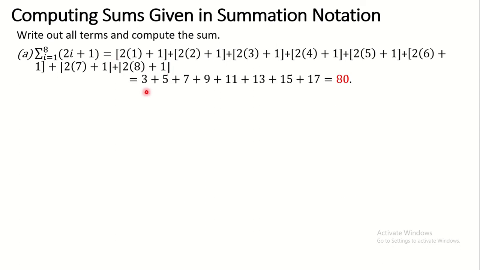Okay, so if we're going to simplify that one, for the first term, we have 2 times 1 is 2. 2 plus 1 is 3.